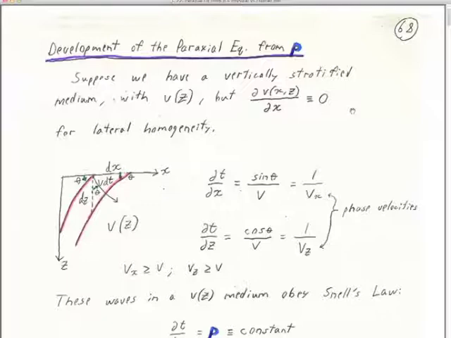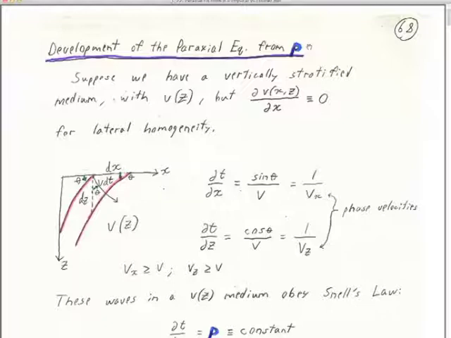Now, this is a separate method of developing the paraxial wave equation. Instead of essentially inverse transforming from some version of the dispersion relation, which is what we covered last time, we're going to develop the paraxial wave equation from the ray parameter or slowness p.